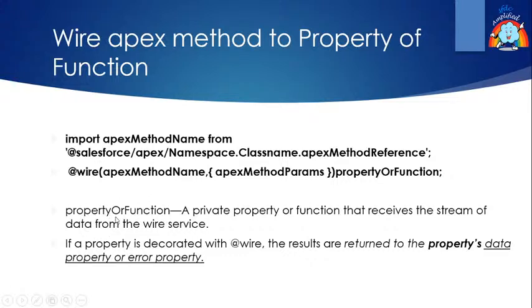If the property is decorated with @wire, then you have to see the result is returned to the property's data or error property. Basically it returns to the data property or error property. And these are the only ones you have to use, because these are the hard coded API. So either you have to use the data property or the error property, which we will be seeing.